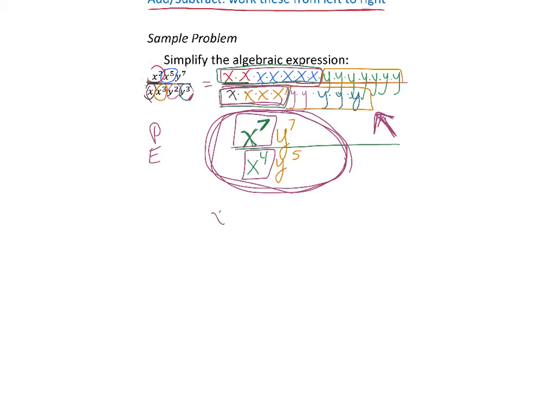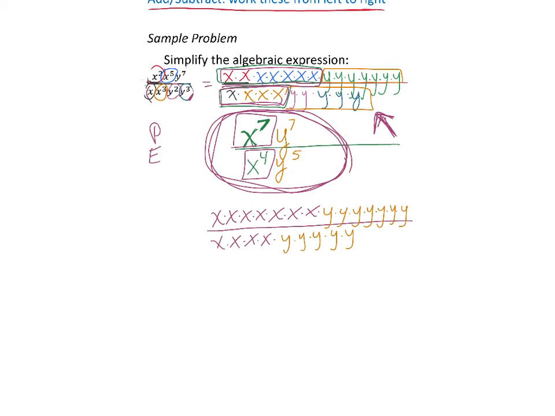So this here says x multiplied to itself 7 times. So I'm going to write x multiplied to itself 7 times. Then I'll write y multiplied to itself 7 times, and so on. I'm just going to expand everything. Okay, and now we can cancel common factors out.